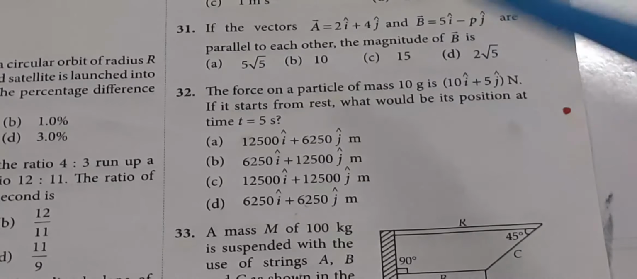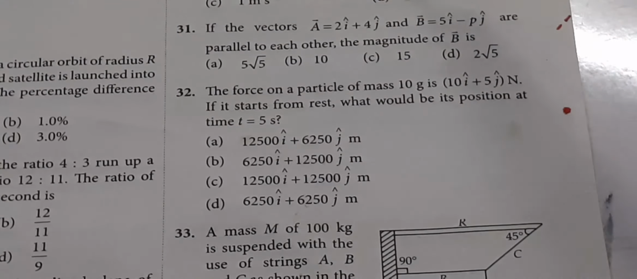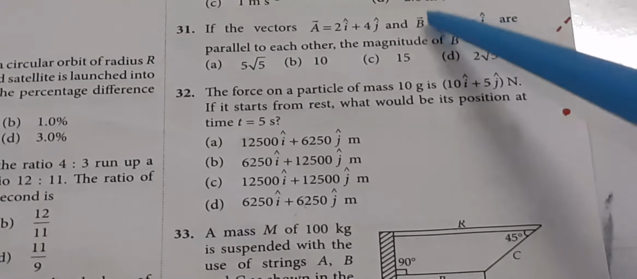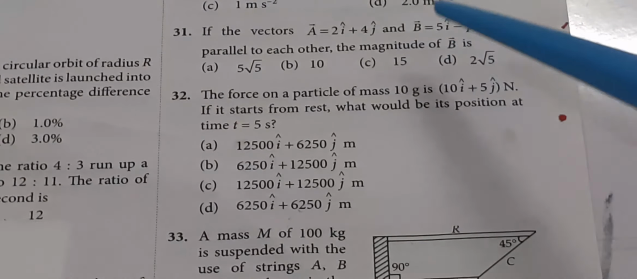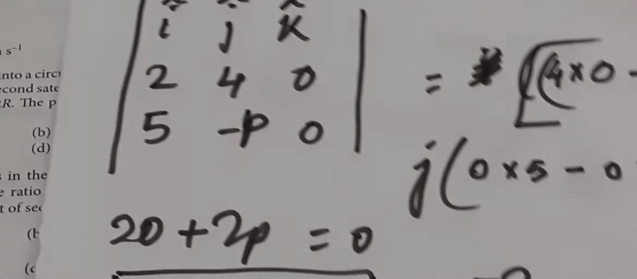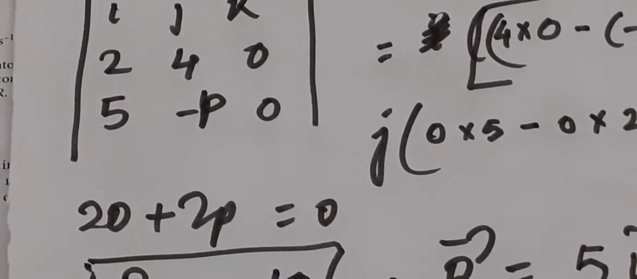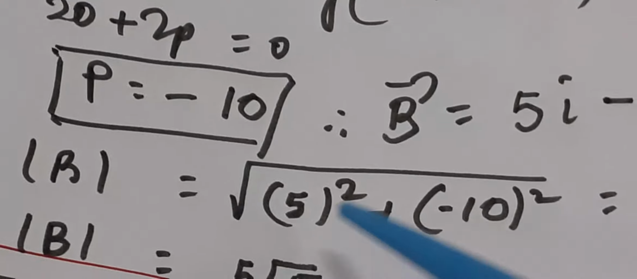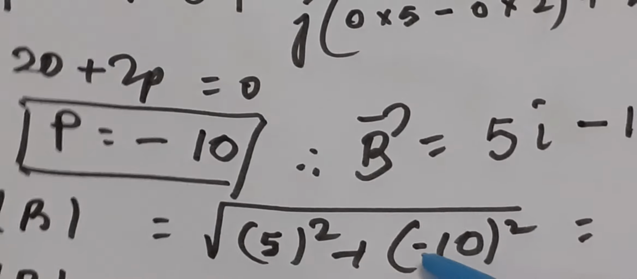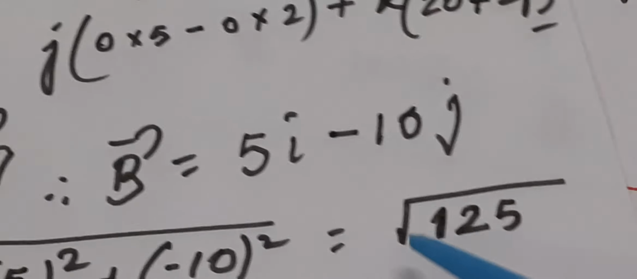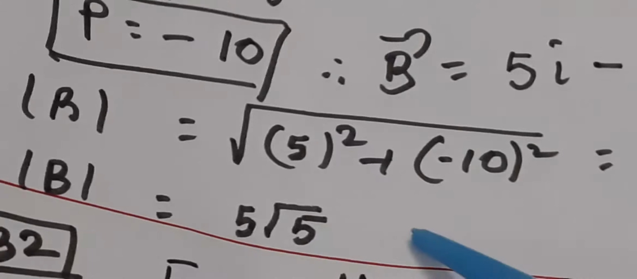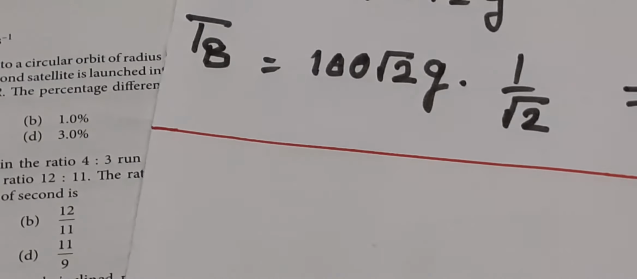We know magnitude of B means root under the coefficient of i, that is 5 whole square, and minus 10 has come, so root under 5 square plus within bracket minus 10 whole square. This will give you 125, that is 5 root 5, that is the magnitude.